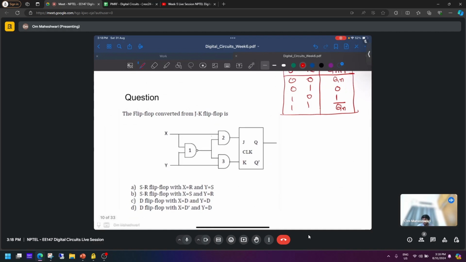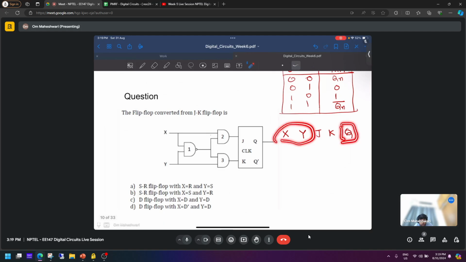Now what do we have to do? We have to see X and Y change. What is the condition of J and K and what is the output? Then only we can draw some parallel between X and Y and Q and write some output. Let us take all the cases 0, 0, 0, 1, 1, 0 and 1, 1.